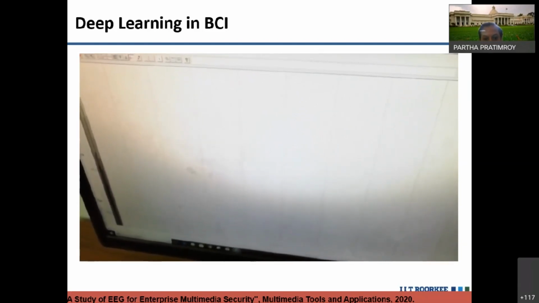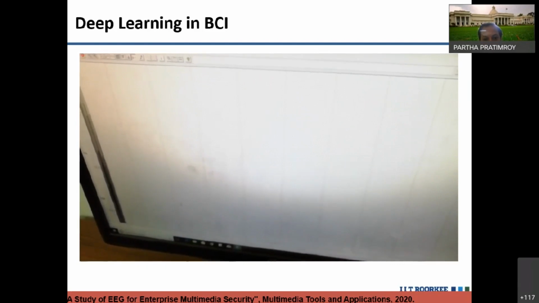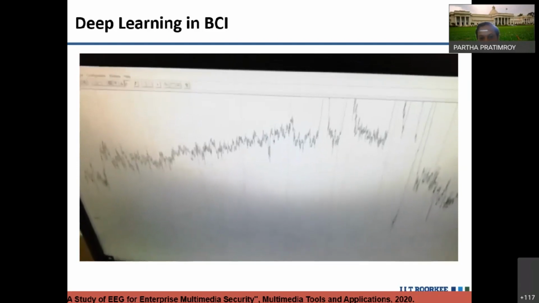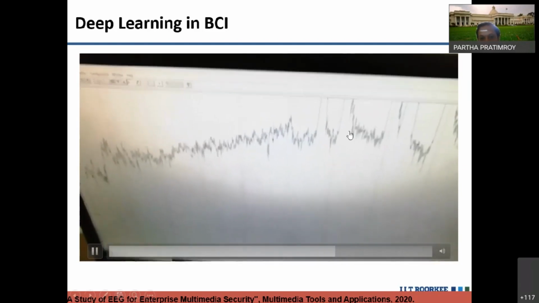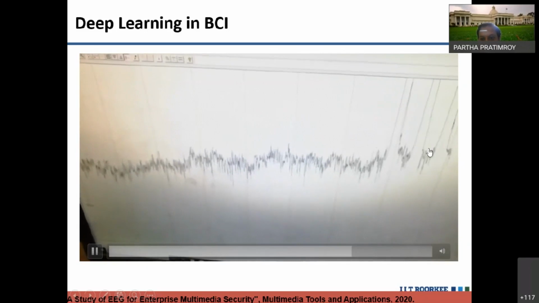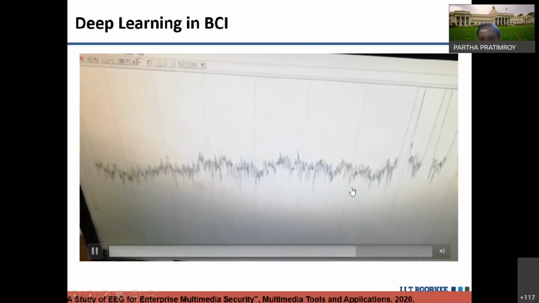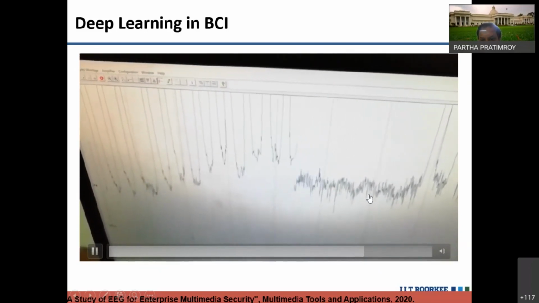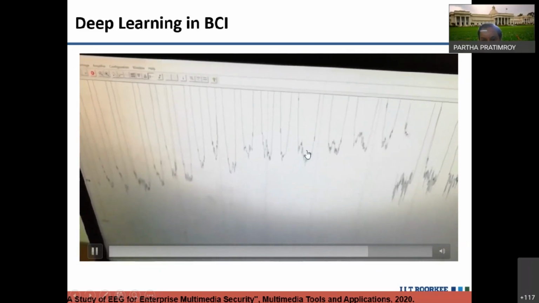So one user was asked to blink, and we record from this EEG device. See this pattern. When he is blinking, you see there is a change of pattern in this time series data. This is when he is not blinking, and this is when he is blinking.